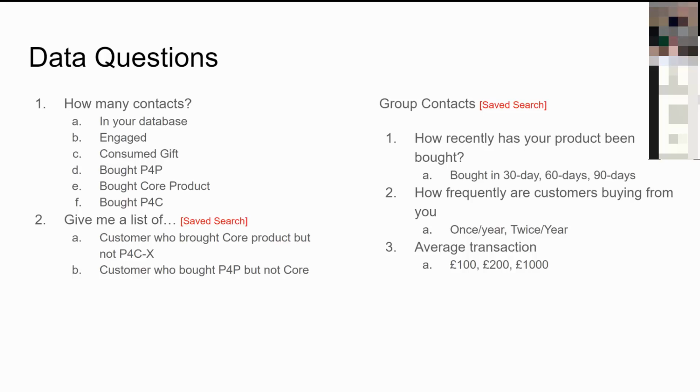And if you think about what you ask Infusionsoft and Keap, it's: give me a list of consumers that bought core product X but have not bought product for customers Y.